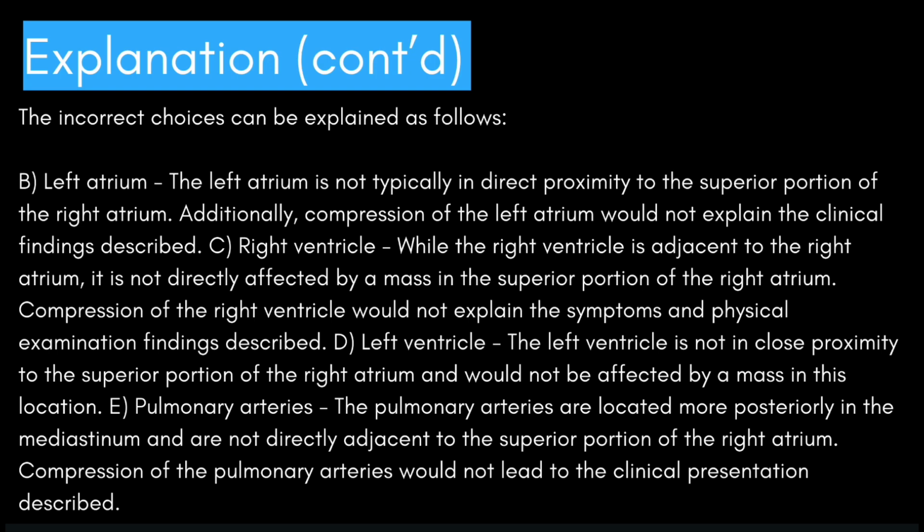Left ventricle. The left ventricle is not in close proximity to the superior portion of the right atrium and would not be affected by a mass in this location. Pulmonary arteries. The pulmonary arteries are located more posteriorly in the mediastinum and are not directly adjacent to the superior portion of the right atrium. Compression of the pulmonary arteries would not lead to the clinical presentation described. Let's go ahead and move on to the next question.